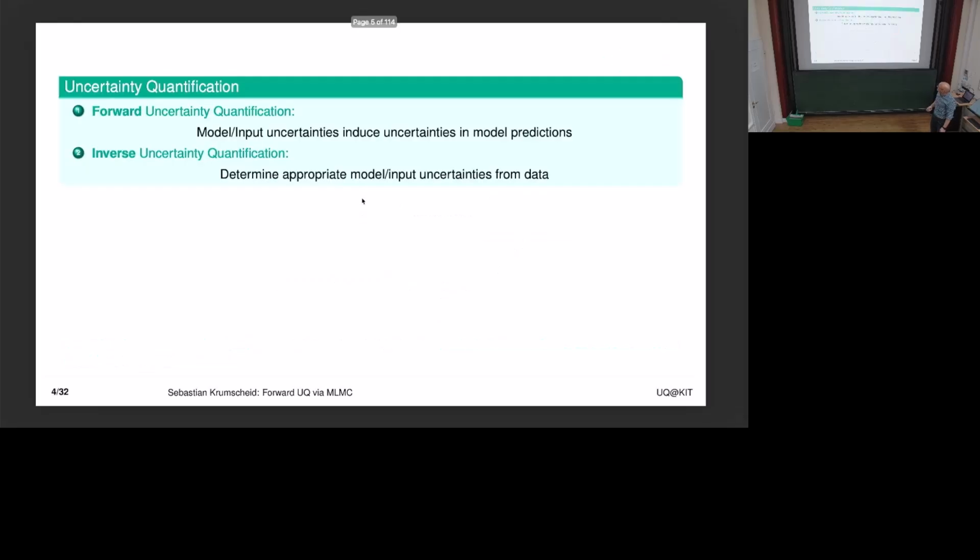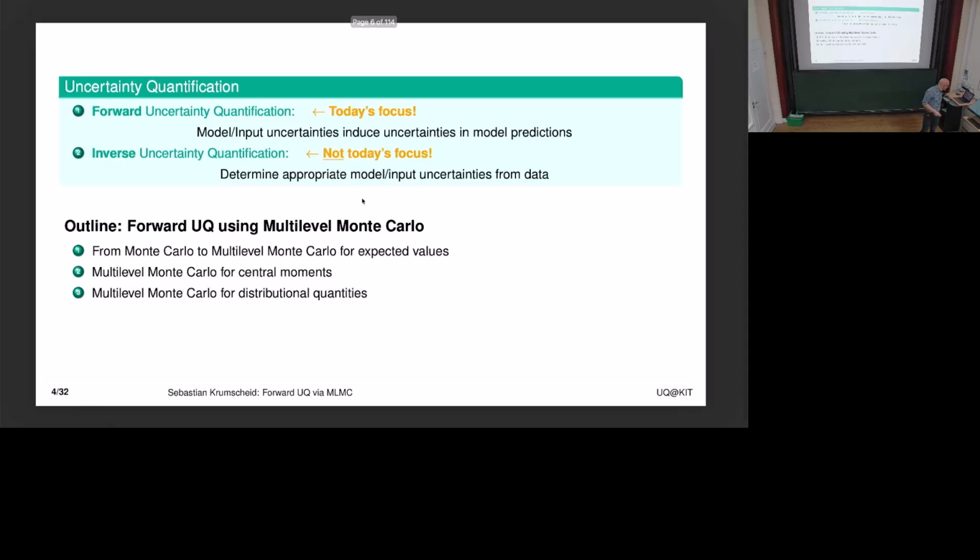Okay, as I already said, uncertainty quantification for me has these two branches. We are focusing on the forward part, and I will be talking about multi-level ideas. I will spend a few minutes, hopefully not too long, on introducing what I believe most of you know, namely the basics of Monte Carlo and multi-level Monte Carlo. And then I will sketch some extensions to go beyond their applicability to something that goes beyond expected value.